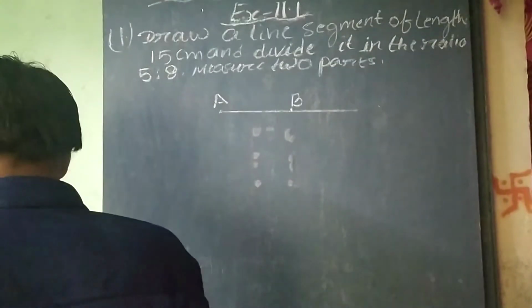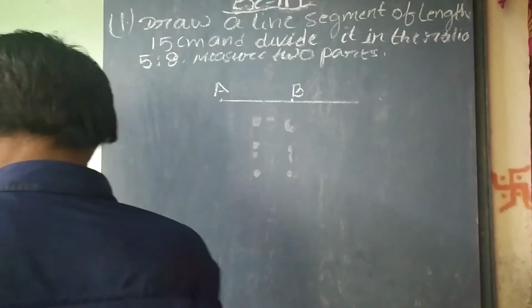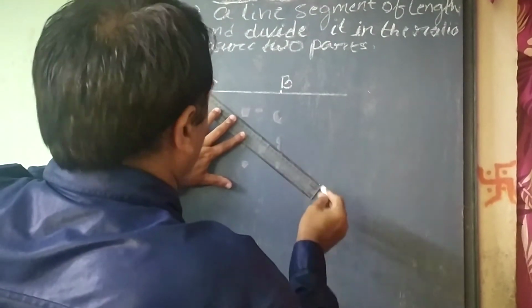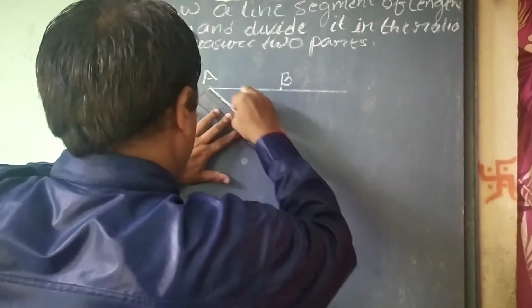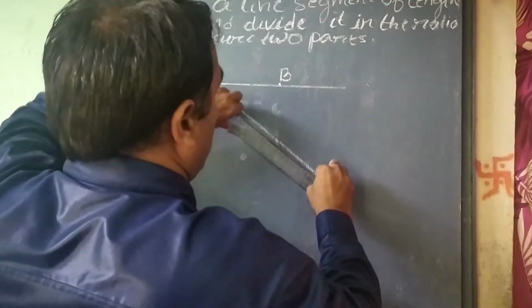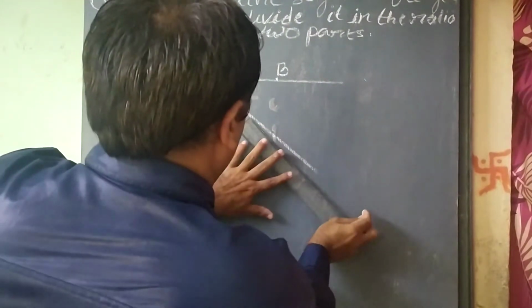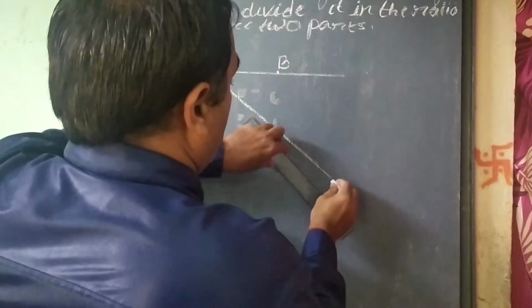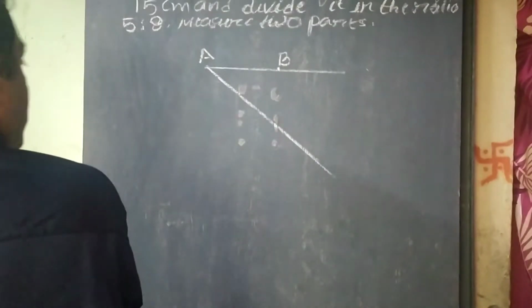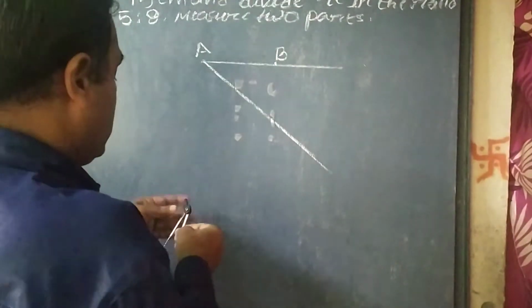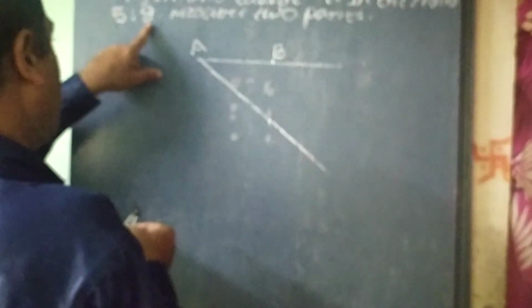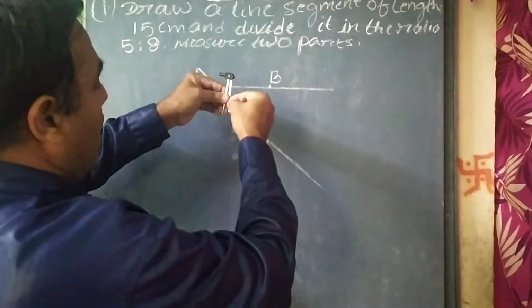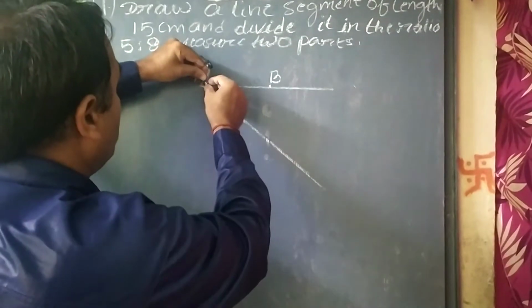into 5:8 parts. So what we will do? We will draw a ray from A, another ray, that is AC. Now we will divide it into 8 plus 5, that is 13 equal parts. So I am taking an arc, and then we will divide it into 13 equal parts.